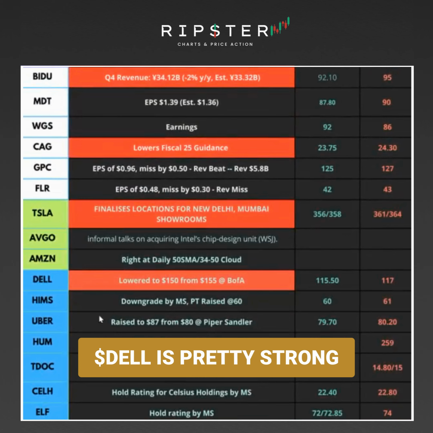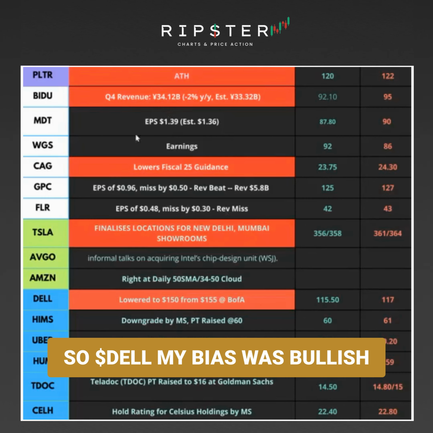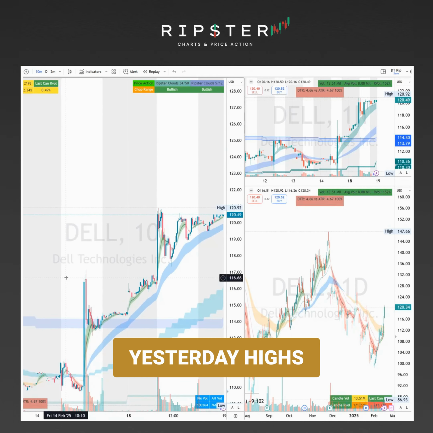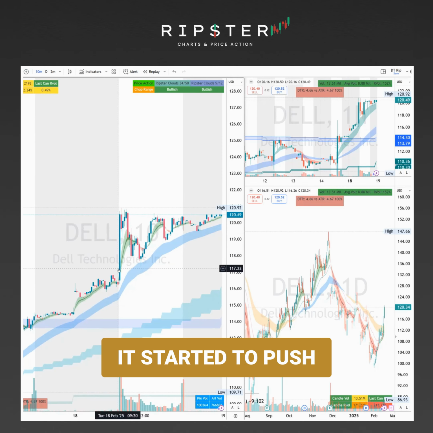So let's look at Dell. Dell is pretty strong. Dell had a profit target lowered, but they kept an upgrade rating. So Dell, my bias was bullish, MTF below, because Dell was gapping up and it was pushing over yesterday's highs. That's why I was bullish on Dell. As soon as market opened, I said Dell long. It started to push right away.